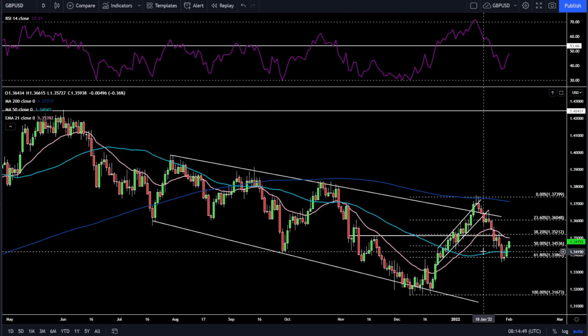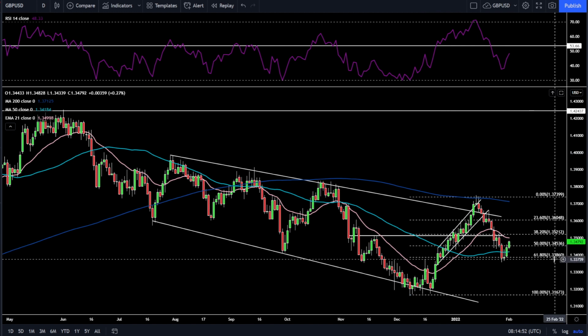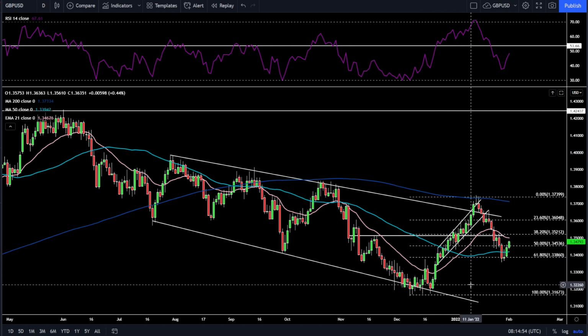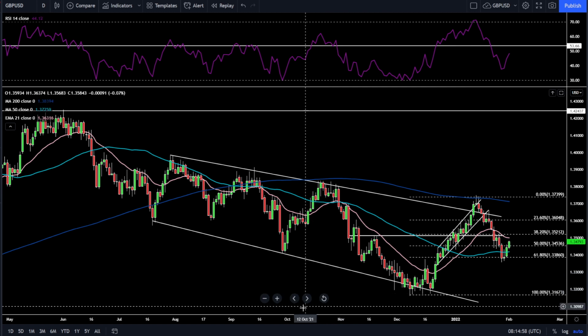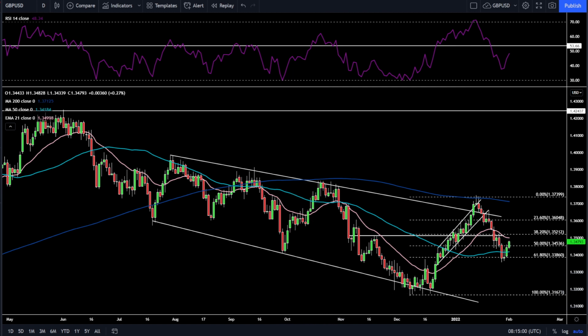GBPUSD again got sold off, dropped below 50-day simple moving average, held just around the 61.8 Fibonacci percentage level. And yeah, now we're rallying into the 38.2, close to the 21-day exponential moving average. That's around 1.35 if you're looking at the 21-day exponential moving average. The RSI again is running higher. It's turned around and it's heading up. We'll see what the RSI does when it gets close to that 54 level.